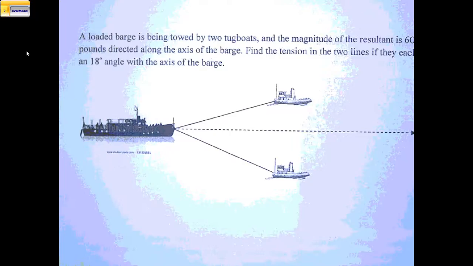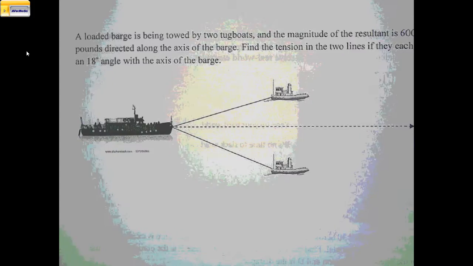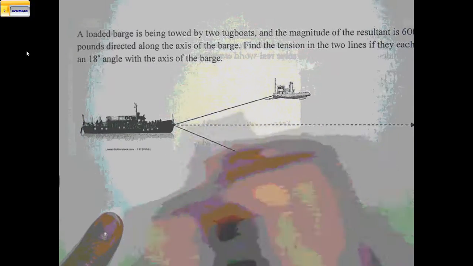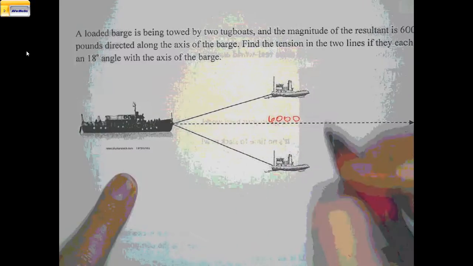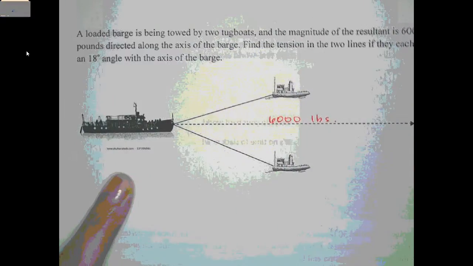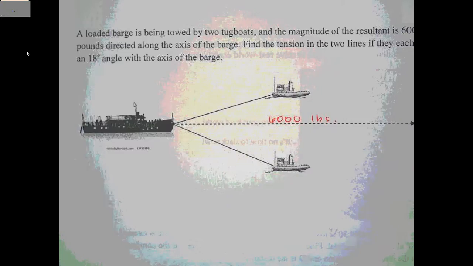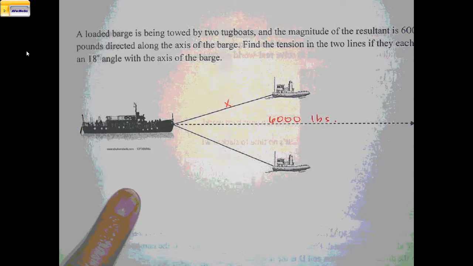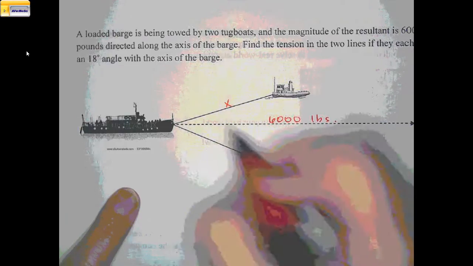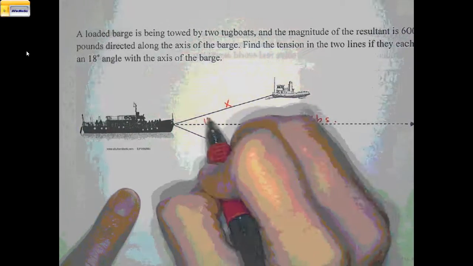Alrighty. A loaded large barge is being towed by two tugboats, and the magnitude of the resultant, what's that word mean? A plus B, when you're adding the vectors together. So it's not either one of these vectors, it's this dude down the middle. That's 1,000 pounds along the axis of the barge. Find the tension in the two lines, so I'm looking for this. If they each make an 18-degree angle with the axis of the barge. So the whole thing's not 18, but each of these little ones is 18 degrees.